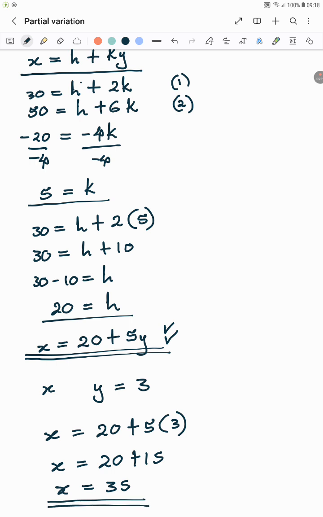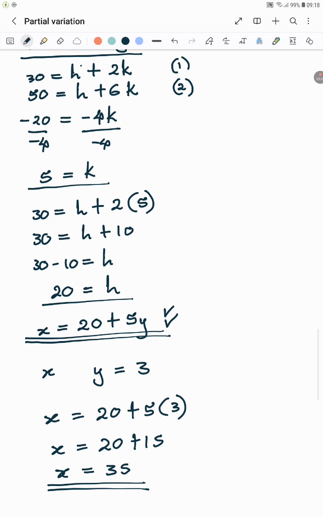Okay, so this is how you would tackle a question under partial variation. You just need to remember that you are introducing two constants, and one constant is just standing on its own, and the other constant is being multiplied to the other variable. So we're going to look at another example.